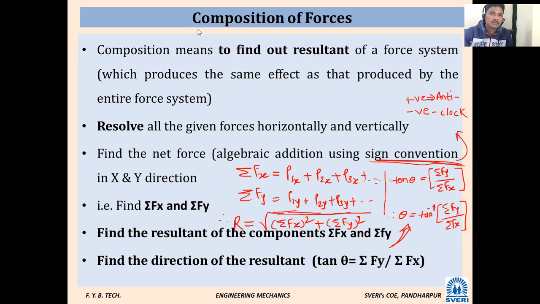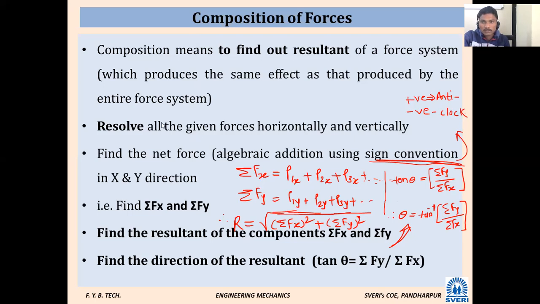So it is composition, many to one or one to many. Converting many forces into one force means finding out the resultant. But while converting many forces into one, what care do we have to take? The effect should be the same. That effect should not change. That care we have to take while converting all these forces into one.